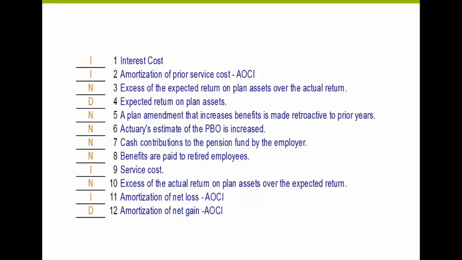Amortization of our prior service cost is an increase. The prior service cost needs to be there, but it's going to be part of other comprehensive income, and then we're basically going to amortize a piece of this, usually over the normal life of the individuals working within the organization.